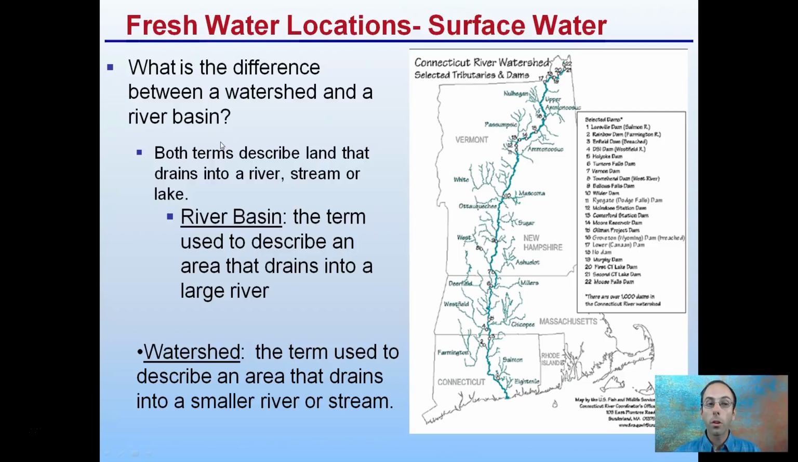The freshwater locations include surface water. So what's the difference between a watershed and a river basin? Well, both terms are used to describe land that drains into a river, stream, or lake. However, a river basin is the term used to describe an area that drains into a large river. The watershed is the term used to describe the area that drains into a smaller river or stream. You can see evidence here of the Connecticut River and where the river basin is. This is a general overview of the watershed of the Connecticut River, and the river basins would be closer to that large or main river.